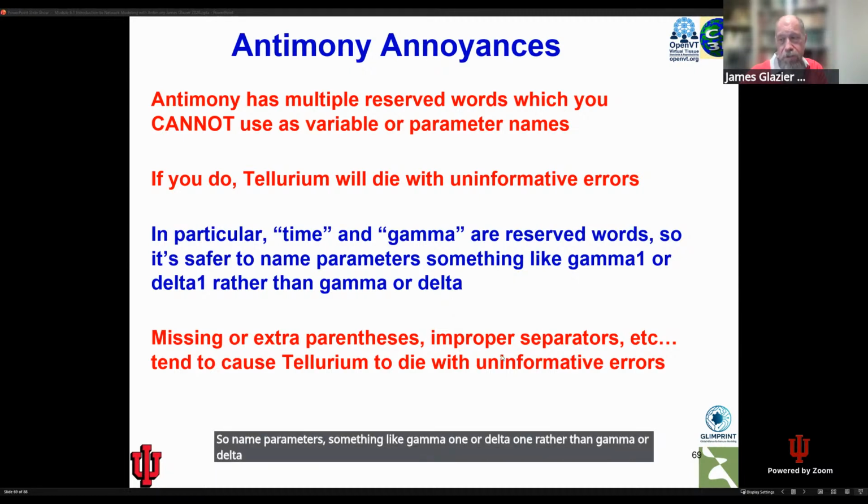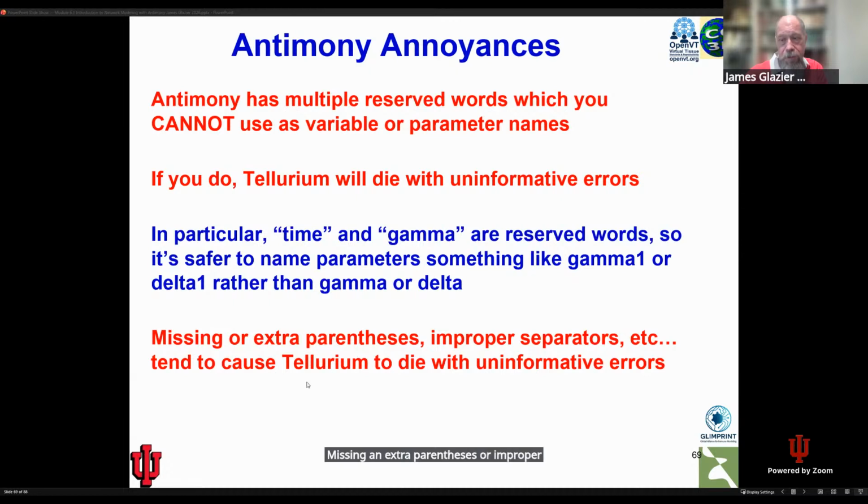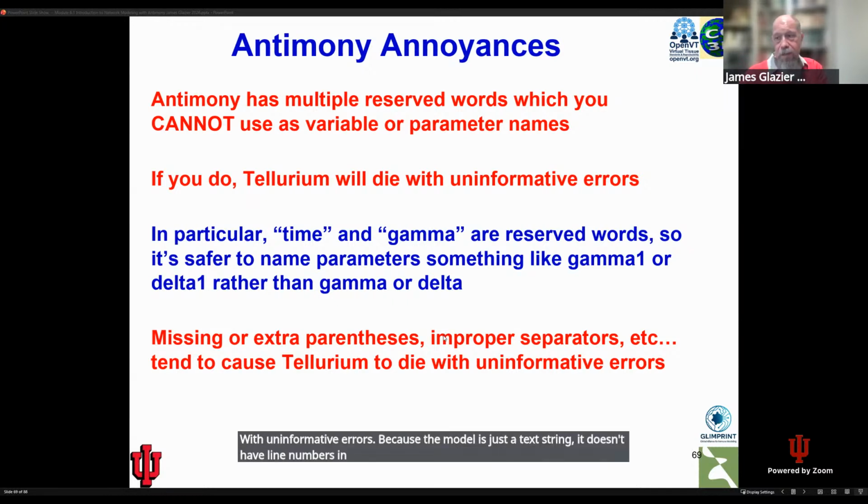Missing an extra parenthesis or improper separators tend to cause Tellurium to crash with uninformative errors. Because the model is just a text string, it doesn't have line numbers in it, and that makes debugging it a little bit more difficult.